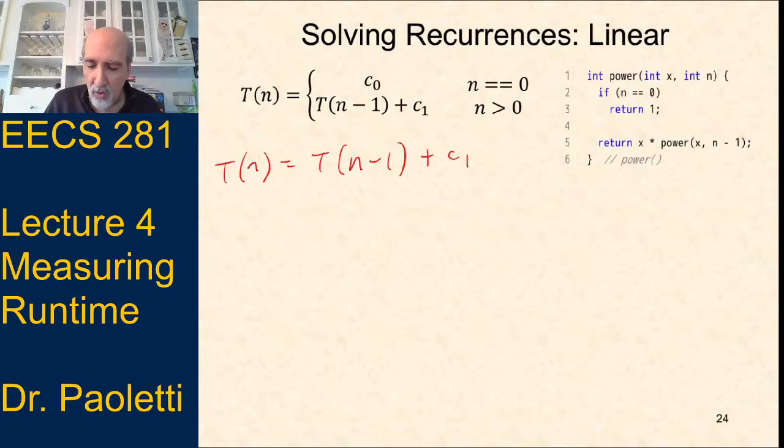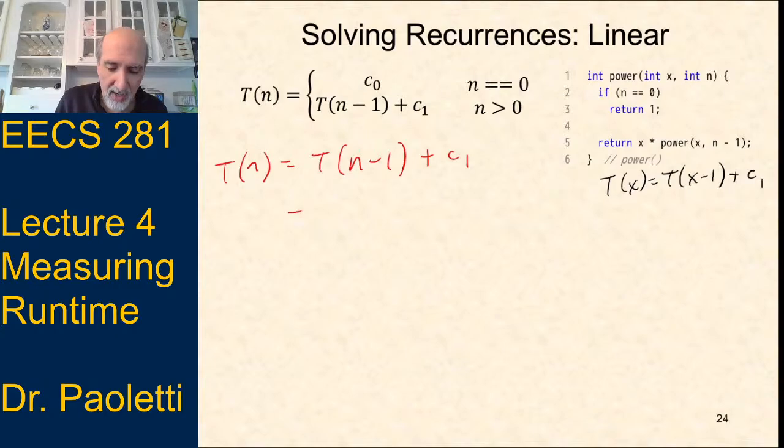Now, I'm going to write over to the right here this same recurrence relationship in terms of a different variable. Let's change colors. T of x is equal to T of x minus 1 plus c1. Okay, so back to the original equation. Over on the left, I've got the T of n minus 1 on the right-hand side of the equals, and that doesn't help me much. So let's substitute in.